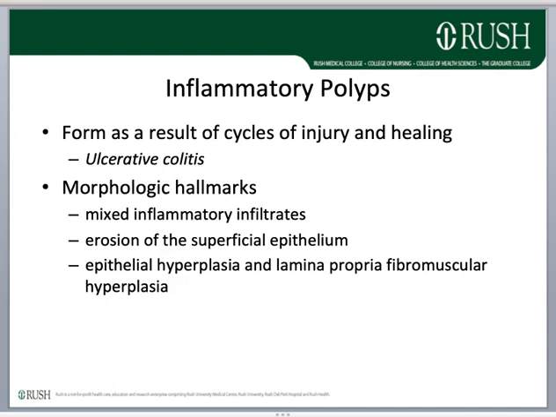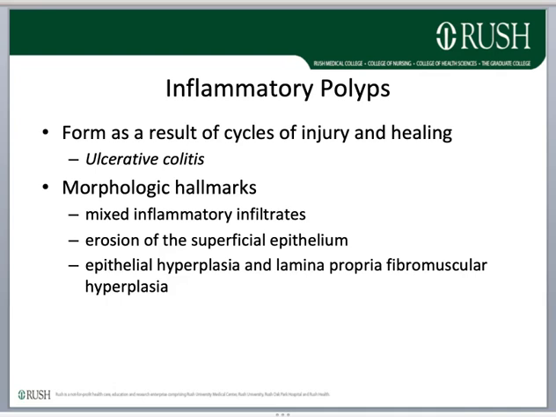Inflammatory polyps of the colon should sound somewhat familiar, as we talked about these in association with ulcerative colitis in the Food to Fuel course. An inflammatory polyp may ultimately form as a result of chronic cycles of injury and healing, such as we see with ulcerative colitis, but it's not necessarily specific for that. Any form of colitis which is cyclical, such as intermittent chronic ischemic colitis, could produce the same type of polyp.